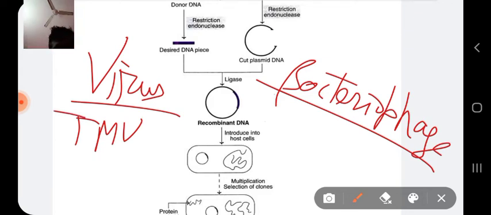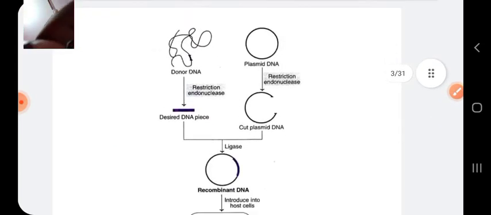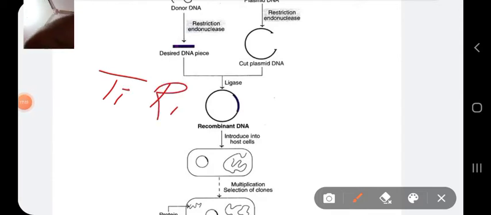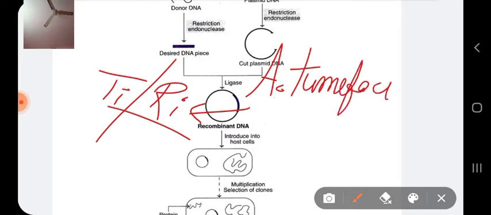In plants, most of the time the vectors that are used are the Ti plasmid and Ri plasmid. I think I have said this name in your first class in your first semester. These plasmids are taken from specific harmful bacteria called Agrobacterium tumefaciens and Agrobacterium rhizogenes.